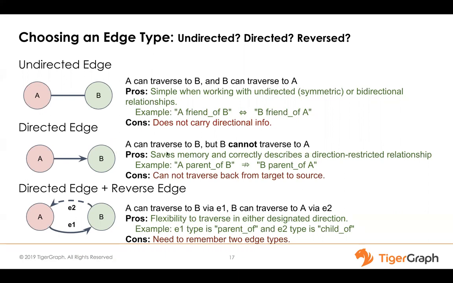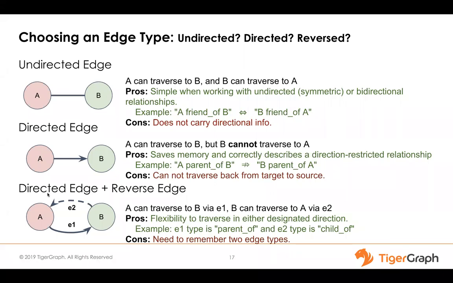And for directed edge, the advantage is it saves memory because you only store the edge once. You only store the edge for A. You don't have to store any edge for B, right? And the problem is, if later you figure that you do need to traverse from B to A, then there's no edge that can direct you from B to A anymore, right? So we really need to think it through before defining any directed edge.